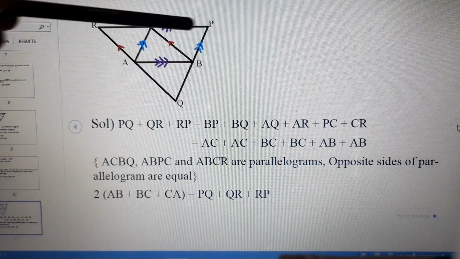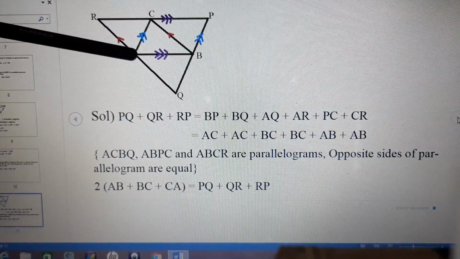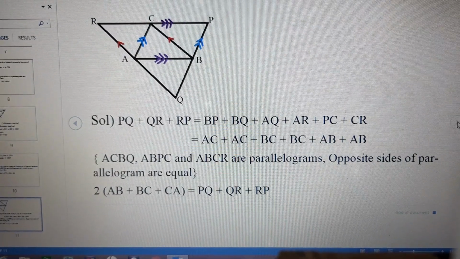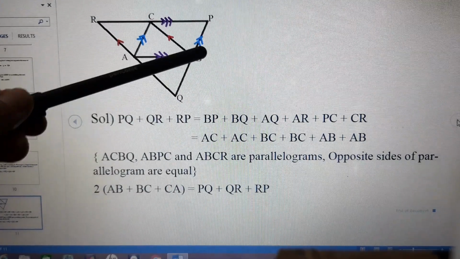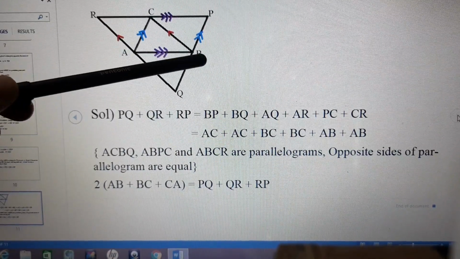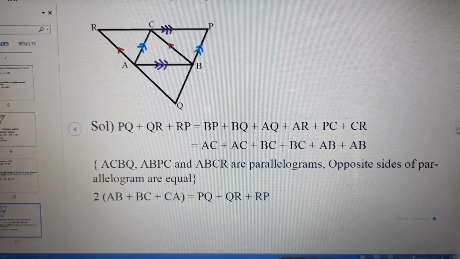So ABPC is a parallelogram and opposite sides are equal. So wherever we have got AC, we have replaced it with BP. Sorry, BP was replaced by AC. Likewise, BQ is replaced by AC. AQ is replaced by BC. Fine. In a similar manner, we have done that. So we have got.